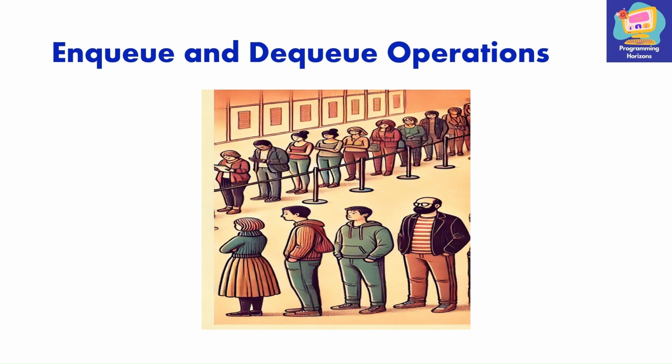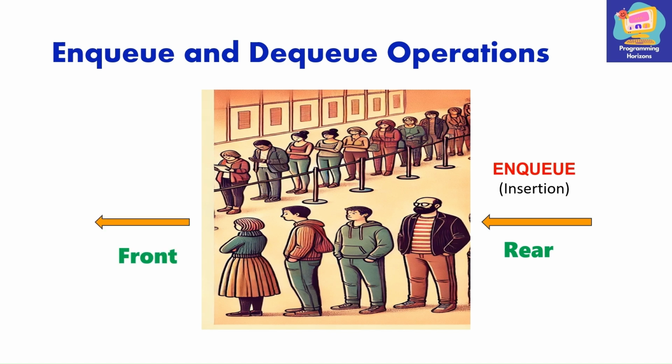A new insertion can only be made at the rear or the back end of the queue, and this operation is known as enqueue. On the other hand, an item can be removed only from the front of the queue, and this operation is known as dequeue.